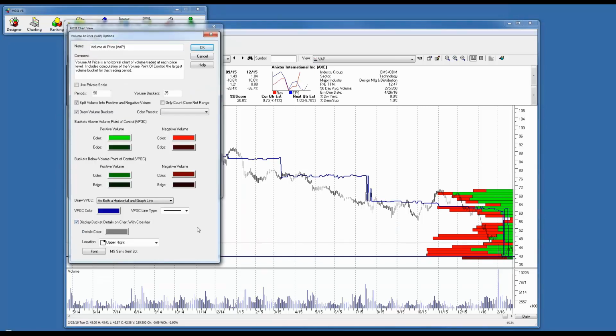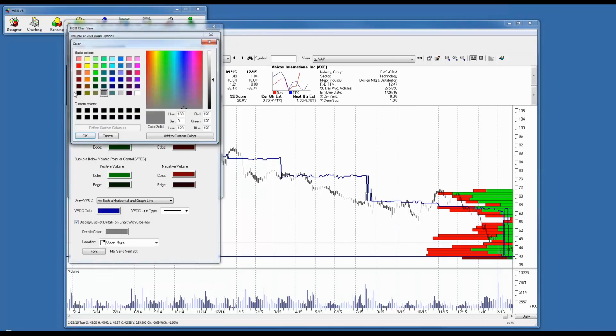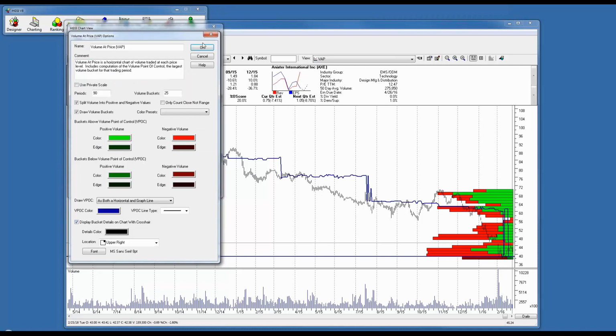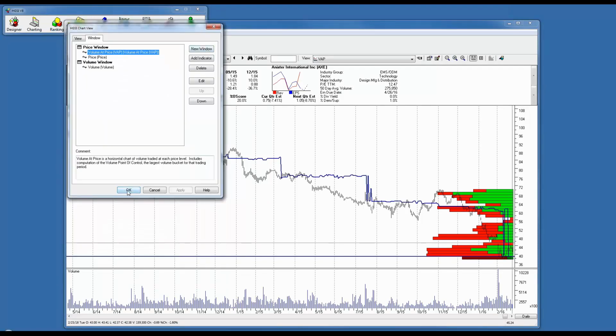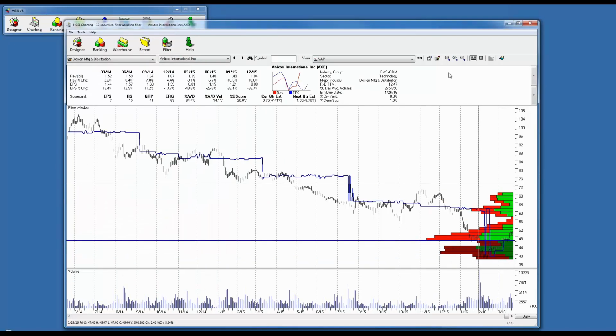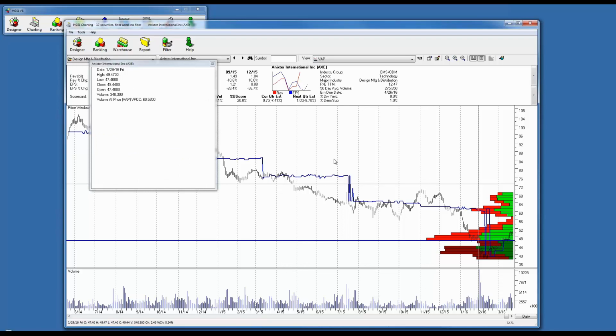The last option on here is this option for displaying the buckets. And the reason why this option exists, normally if you bring up our data window, every day it will tell you what the VPOC is, and that's what the blue line here is, because I made it visible as a line.